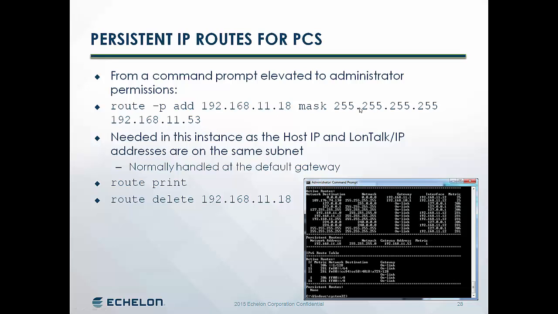192.168.18. The mask in this instance specifies a singular device, and the host IP address is 192.168.11.53. And we only need this in this particular instance because the host IP and the LonTalk IP addresses are on the same subnet, and ARP address resolution will not succeed in this particular instance. And this is normally handled by the default gateway.